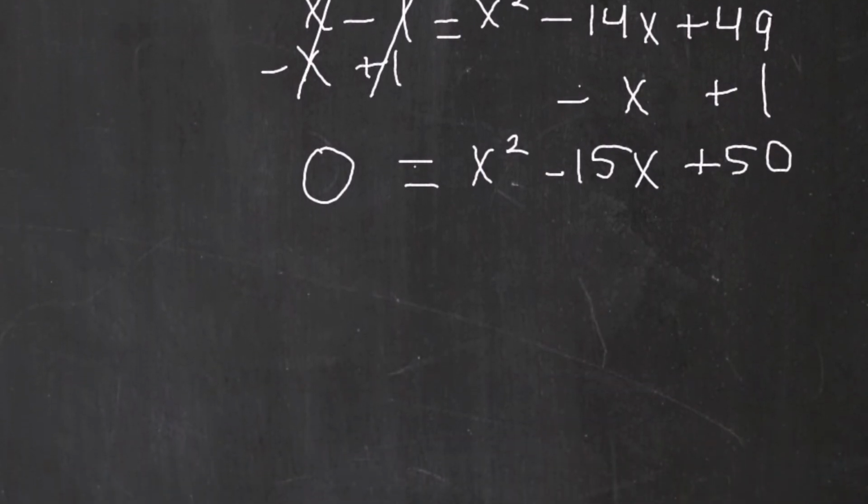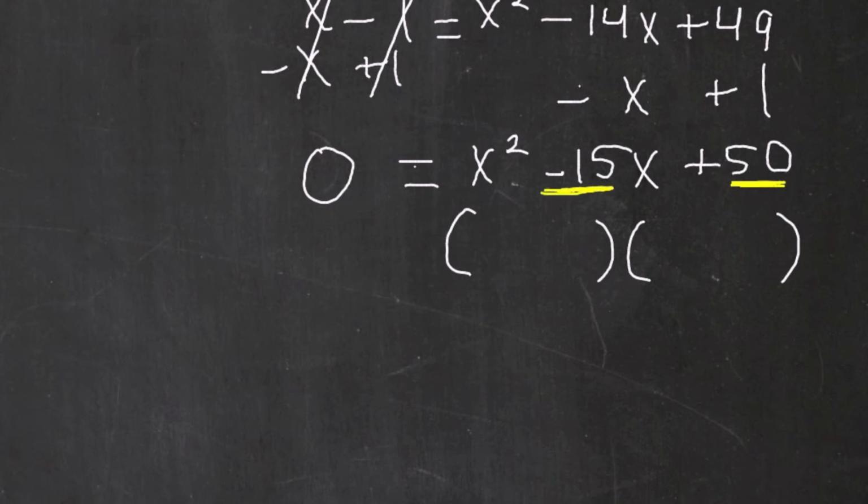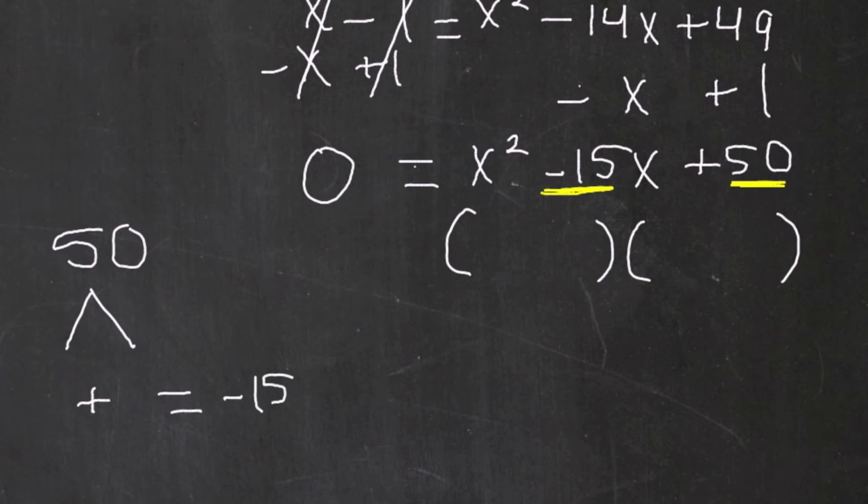Now we want to solve this by factoring. The way factoring works is we want two numbers that multiply to give us 50, but when we add those same two numbers, they give us a negative 15. The numbers that satisfy this are negative 10 and negative 5, because negative 10 times negative 5 does give us positive 50, and negative 10 plus negative 5 gives us negative 15. So negative 10 and negative 5 are the numbers we want to use to factor.